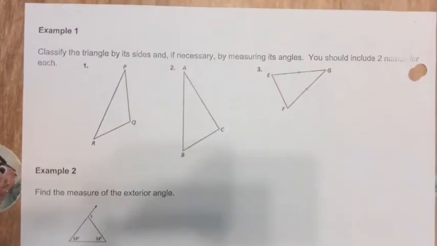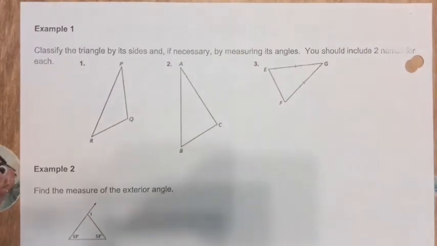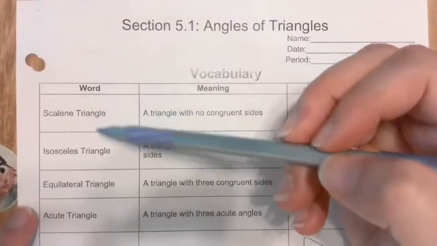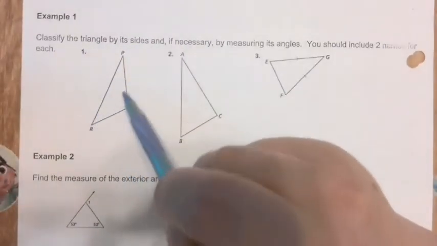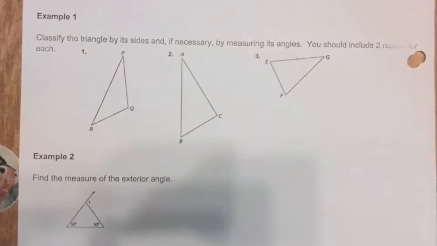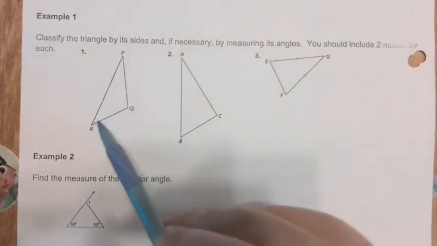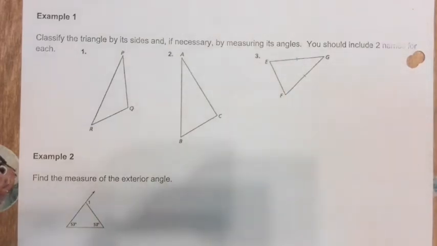All right, let's look at example 1. Classify the triangle by its sides and, if necessary, by measuring its angles. And you should include two names for each. So we need to classify it off of the side lengths. Is it scalene, isosceles, or equilateral? And then on the angles, is it acute, right, or obtuse? So let's look at this first triangle. Do these side lengths, do any of them look the same? To me, they all look different, which is called scalene. What about the angles? Do any of the angles look like they are more than 90 degrees?